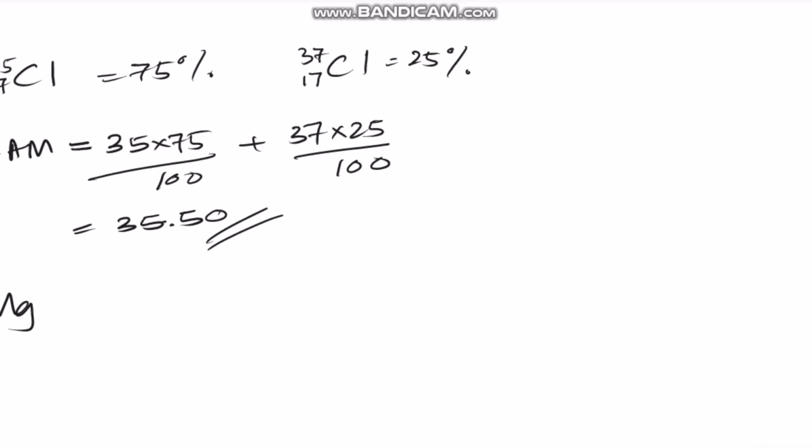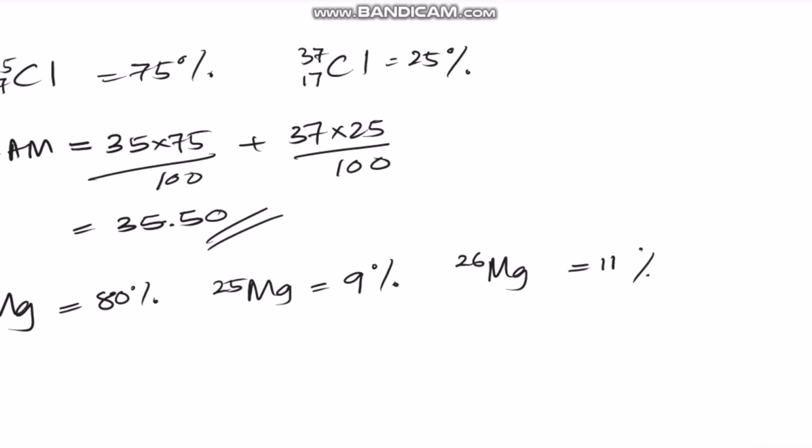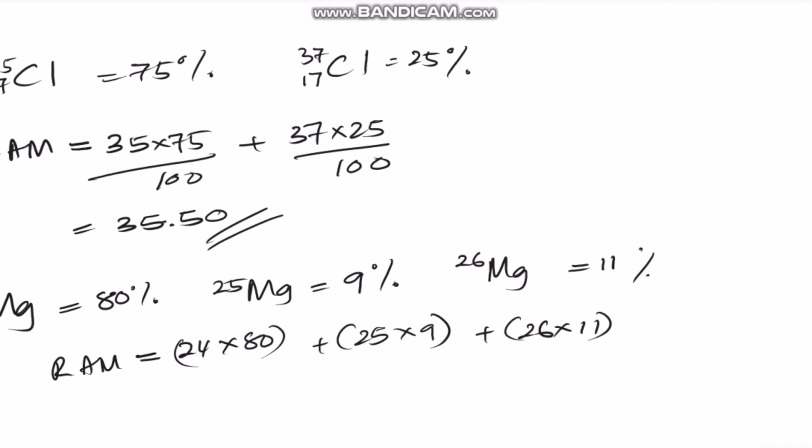We'll do another common example, magnesium. We have magnesium-24 with 80%, magnesium-25 with 9%, and magnesium-26 with 11%. Then how can we find the RAM value of magnesium? It is 24 into 80 plus 25 into 9 plus 26 into 11. Divide everything by 100 and you get 24.31. So that is how we do the RAM values. It's a very common one in past papers as well.